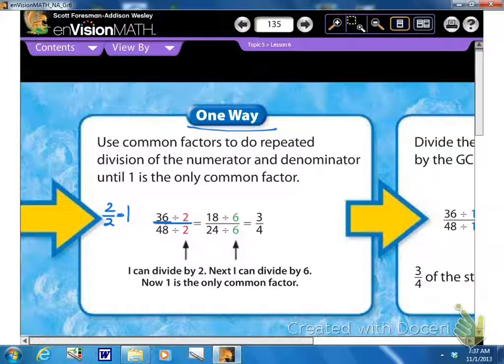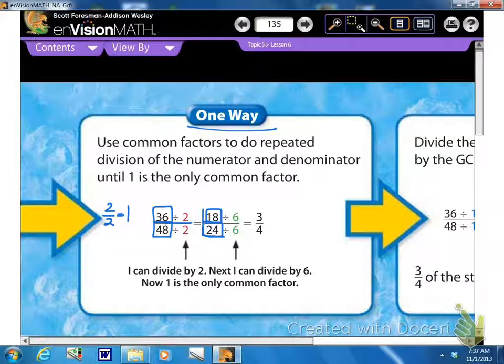We are simplifying it. So if you take 36 and you divide it by 2, you'll get 18. And if you take 48 and divide it by 2, then you'll get 24. Okay, so 36 over 48 is an equivalent fraction to 18 over 24. But we're still not in simplest form, even though we have divided by 2. So think of another number that 18 and 24 are both divisible by, and they give you 6.